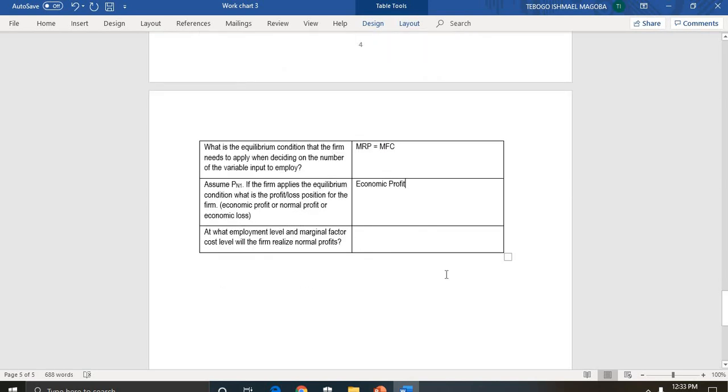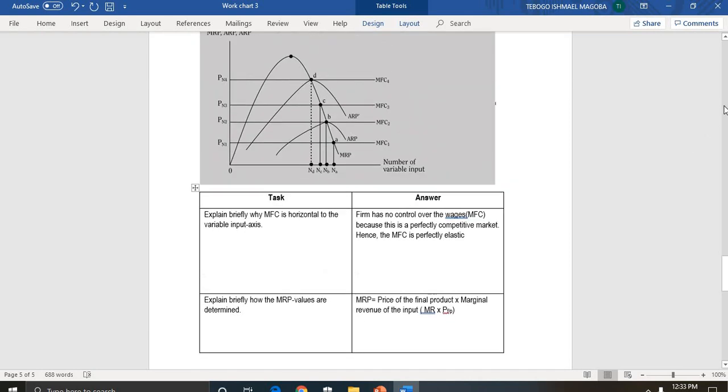Last question of the tutorial, guys. At what employment level and marginal factor cost level will the firm realize normal profits? Now, normal profits, you should know it by now. It will be a point where your marginal fixed cost is equal to your average revenue product curve, where this curve and this one meet. There's only one place where they actually meet. So that would be point B at price of N2 and marginal fixed cost 2.